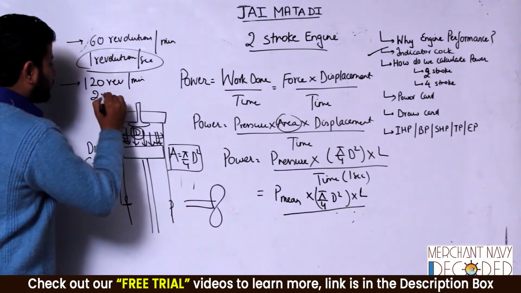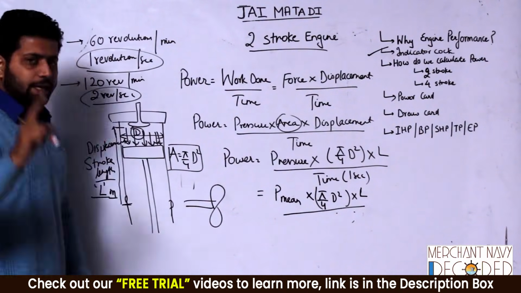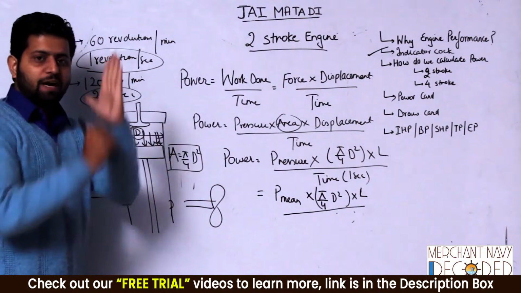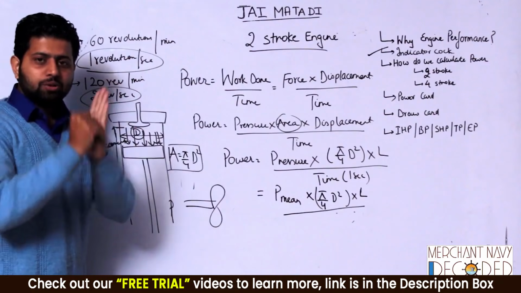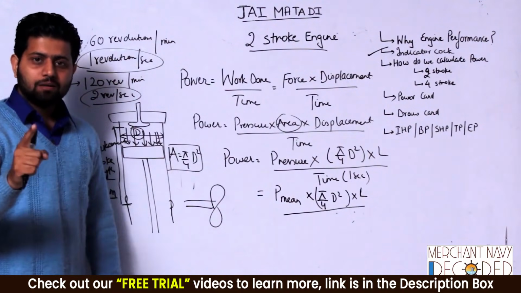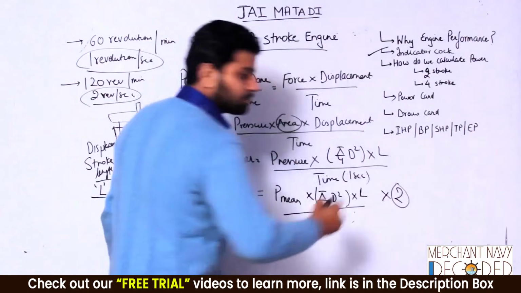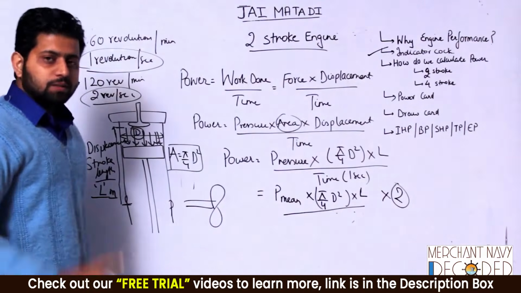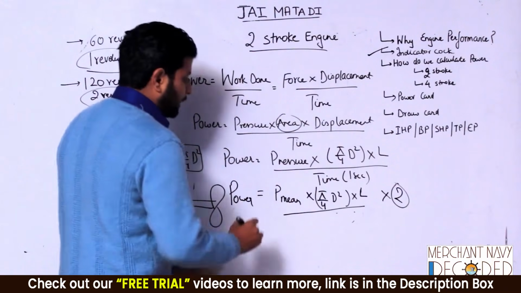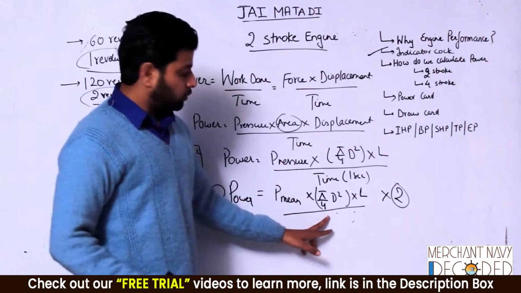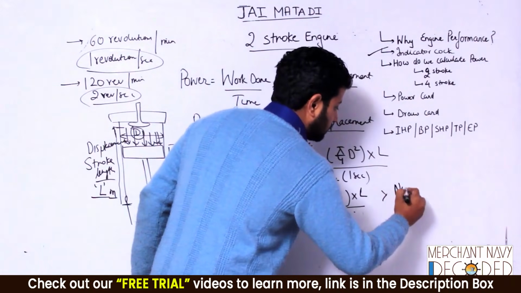That means 2 revolutions per second. This means in 1 second each unit is firing twice. That means in 1 second each unit is developing twice the power. So this should be multiplied by 2 in that case. This means that power is P mean into pi by 4 d square into L into number of revolutions.